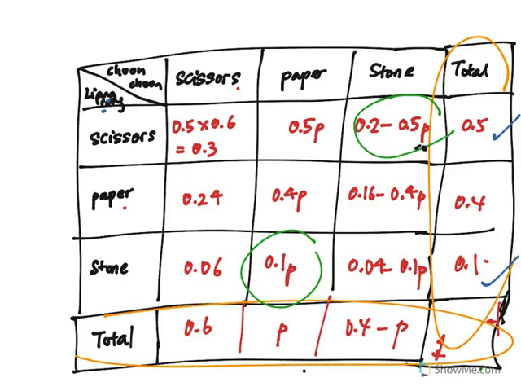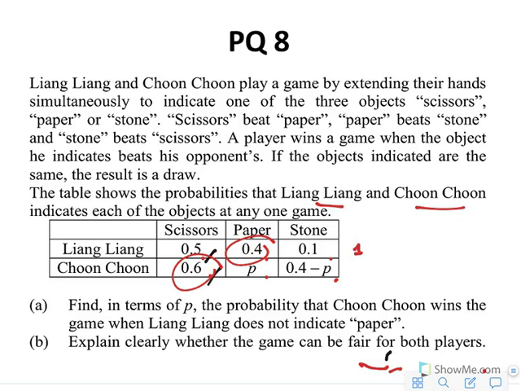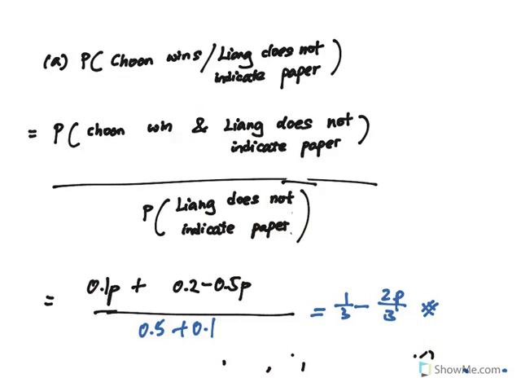Then for part B: indicate clearly, explain clearly whether the game can be fair for both players. Fair for both players means what? It means we want the probability that Liang wins to be equal to the probability that Chun wins. So what does that mean? We need to think about all the possibilities where Liang wins.